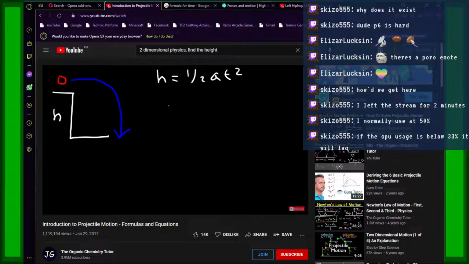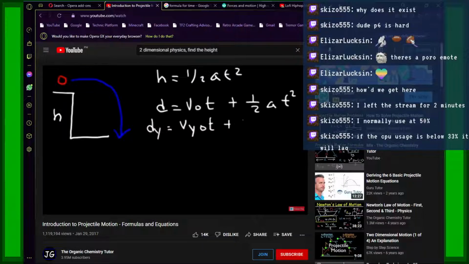This equation comes from d is equal to v initial t plus 1/2 a t squared. Now, when you're using these equations, you need to ask yourself, am I dealing with the x direction or the y direction? You have to separate x and y for projectile motion problems. We're going to apply this equation along the y direction. So this is dy equal to Vy initial times t plus 1/2 ay times t squared. Dy, the displacement in the y direction, is basically the height. So that's h.